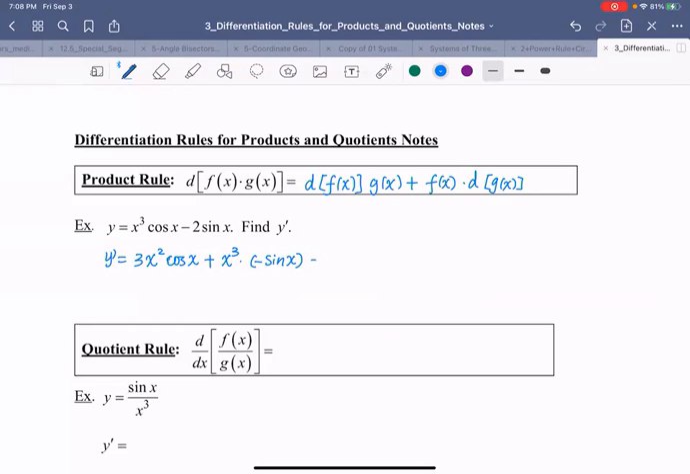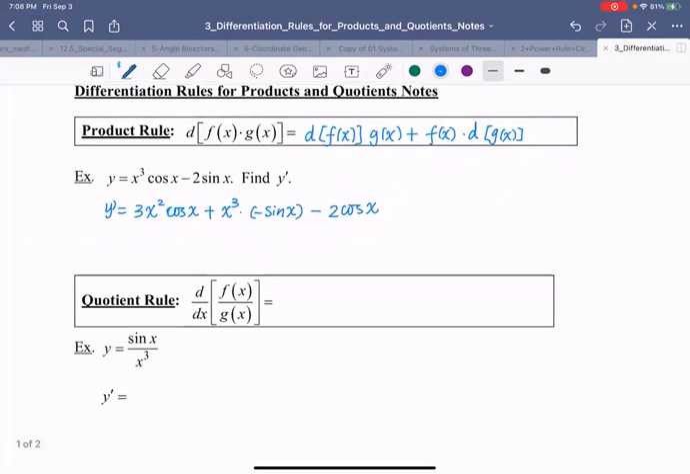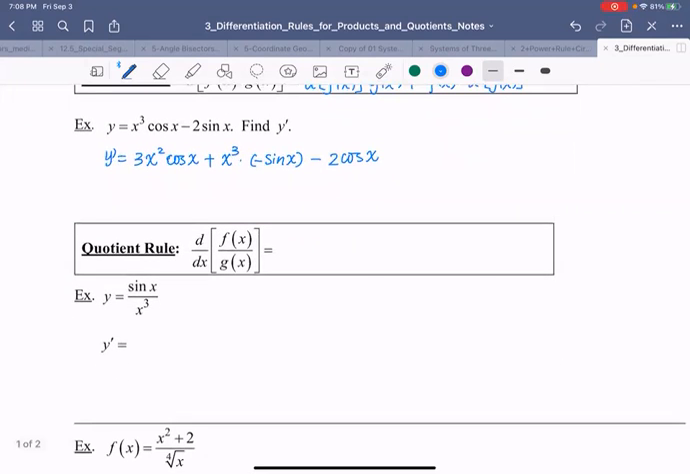Minus 2 cosine x. Yeah, perfect answer. Very good. All right, that's it. Now, Emily, let's try the quotient rule. Do you remember the quotient rule?